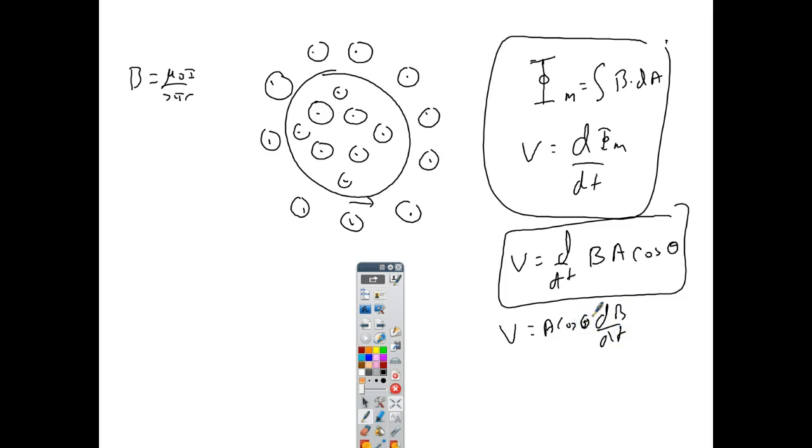Because you're changing the magnetic field. Or, V equals cosine theta B dA/dt. Or, V equals BA d/dt of cosine theta. Those are the three ways you can make voltage with wires. Now, some of you are probably thinking, and wisely so, how the heck are you changing the area of a loop?